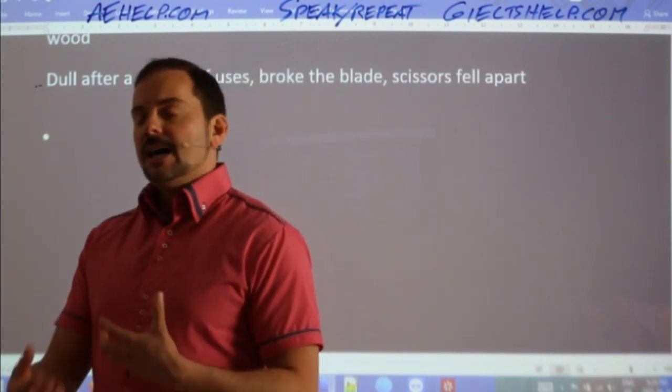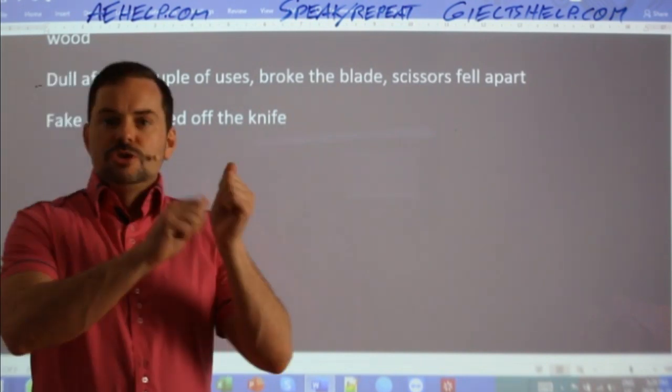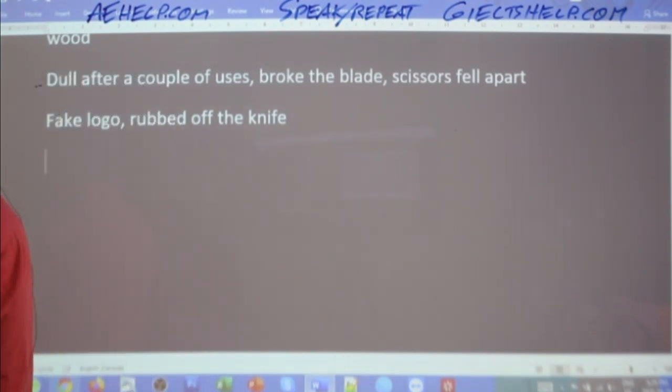Deep Basati says fake logo, fake logo, rubbed off the knife. Yeah, so when items are knockoff, often the logo just comes poof right off. You put it in your pocket. And, hey, where did that little cross go? It's nowhere. Okay, step five.